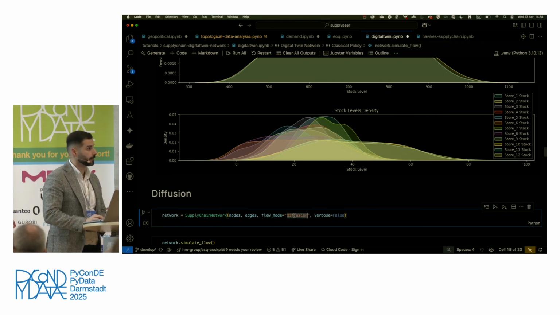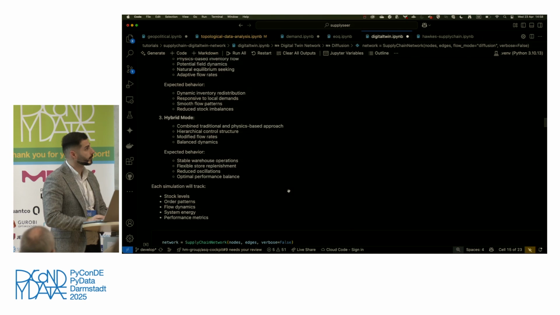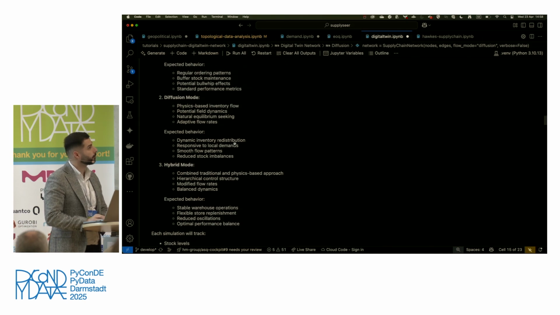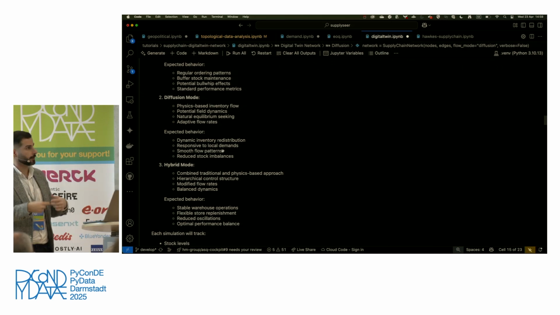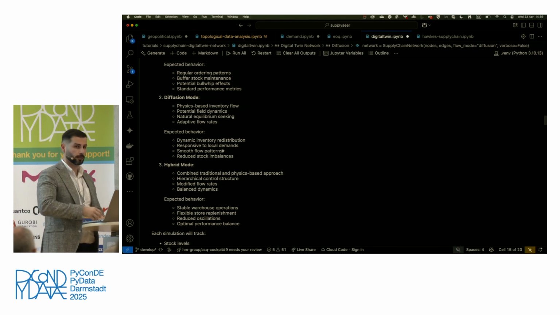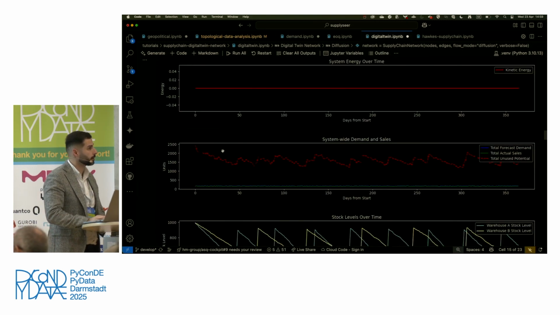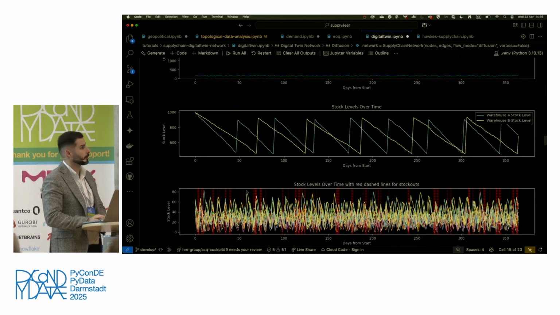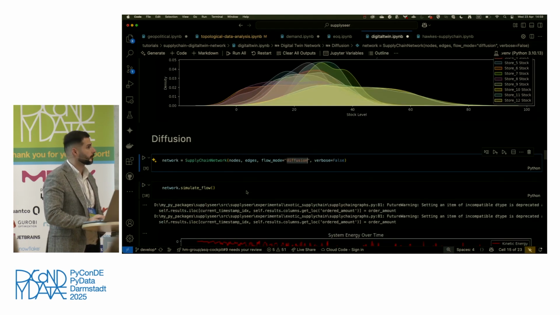So we're now going to activate diffusion. The expected behavior under diffusion: dynamic inventory redistribution, responsive to local demands. So if one store needs something, immediately do something. The flow patterns should be smooth. That means we should continually allocate and replenish stores. We should not do it like we did in the classical policy, where we wait and then there's a peak. We wait and there's a peak. It should be very smooth.